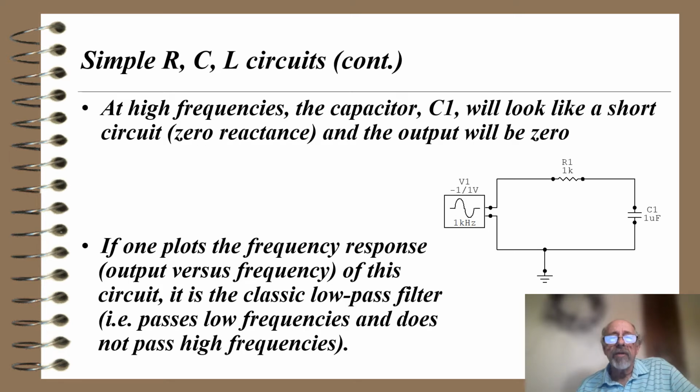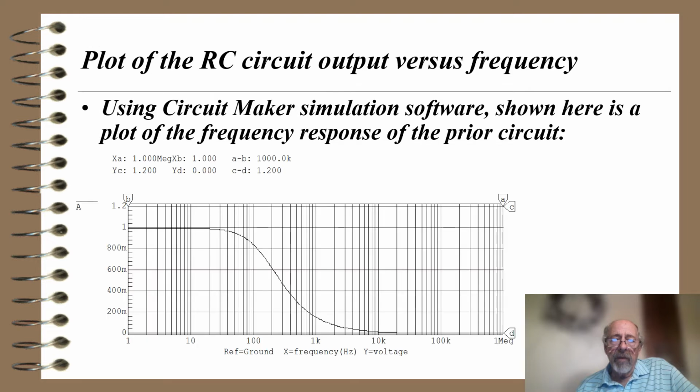At high frequencies, the capacitor C1 will look like a short circuit or zero reactance, and the output will be zero. If one plots the frequency response, that is the output versus frequency of this circuit, it is the classic low-pass filter. That is, it passes low frequency and does not pass high frequency. Using CircuitMaker simulation software, shown here is a plot of the frequency response of the prior circuit.